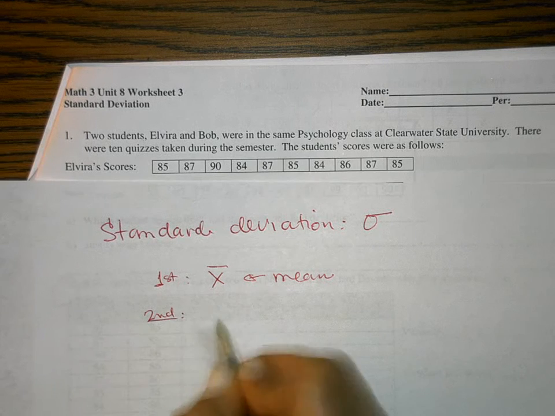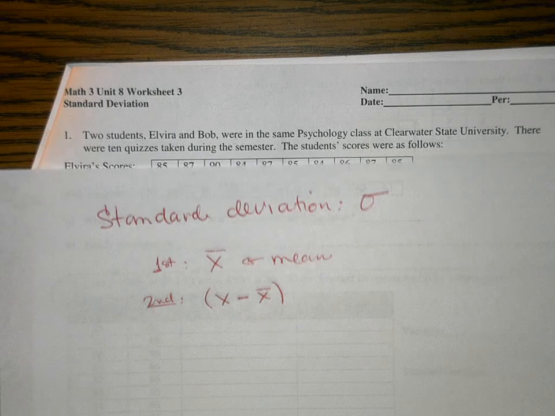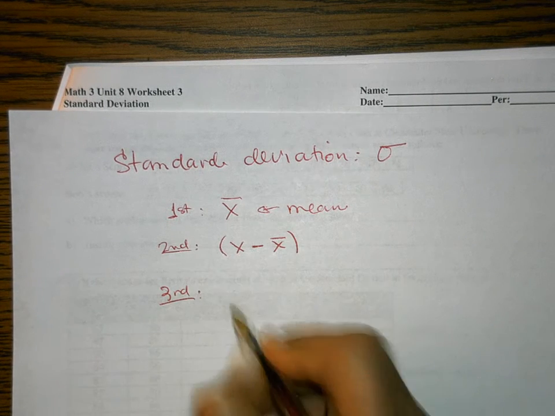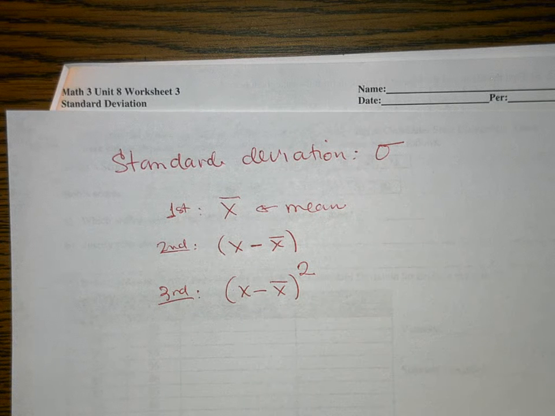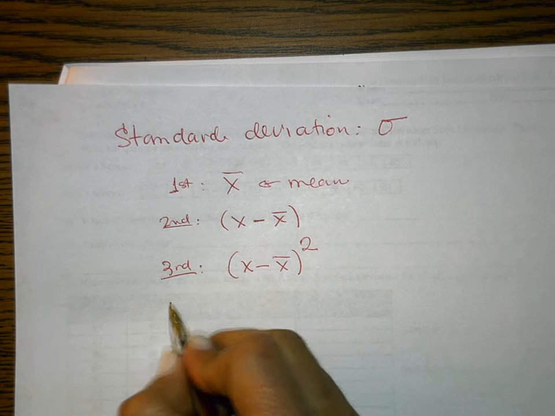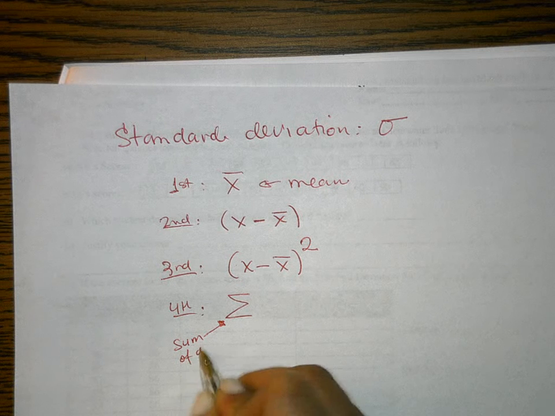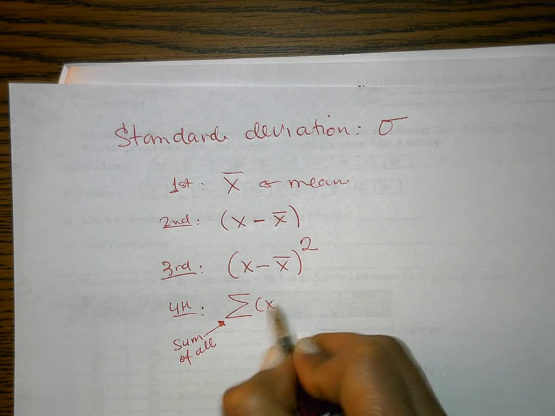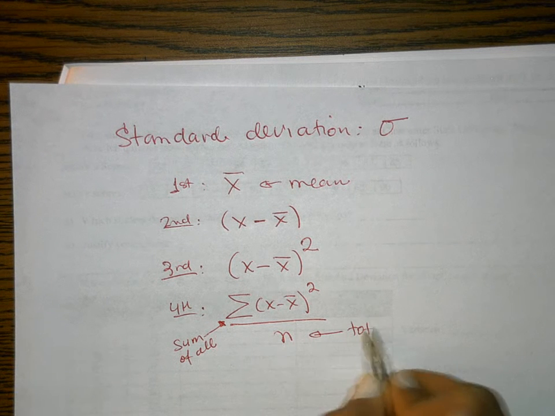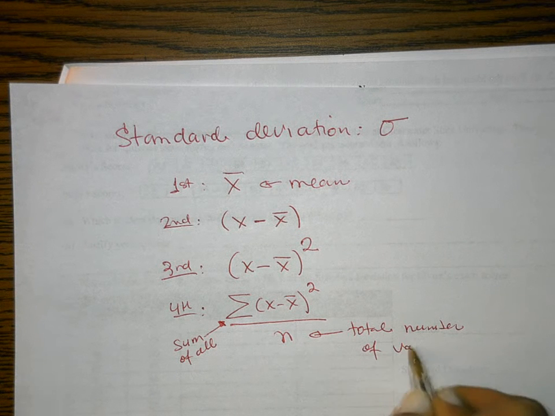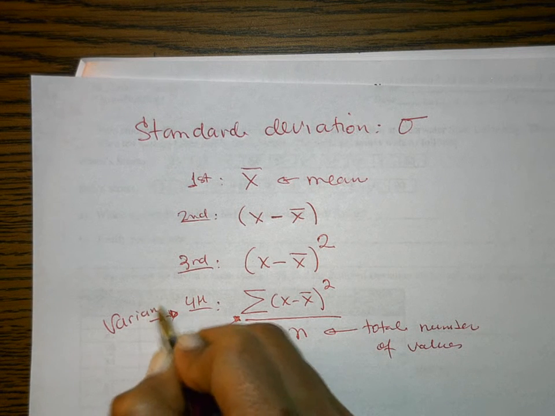Then the second step is to grab every single x value and subtract the mean from it. Every single one of them. And then the third step is to square those values. After I subtract the average from each value, I will square it. Once we're done finding all those values, the fourth step is to sum. This represents the sum of all of these values, x minus x bar squared, and then we divide by n, which is the total number of values. How many. So that is our variance.